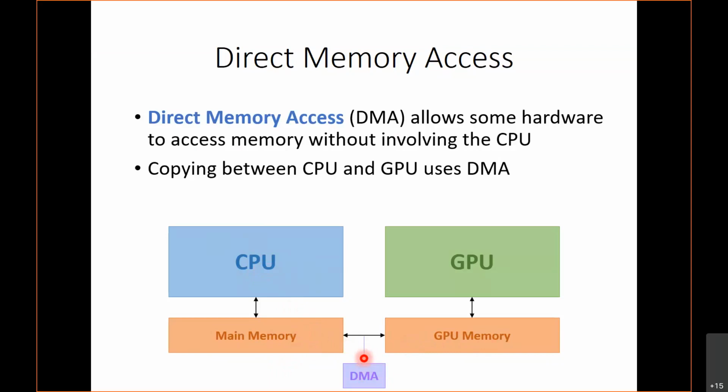Okay, so what's the advantage of using DMA over having the CPU be involved in the copy, if the CPU somehow had access to GPU memory? What's the advantage of using DMA instead of using the CPU?